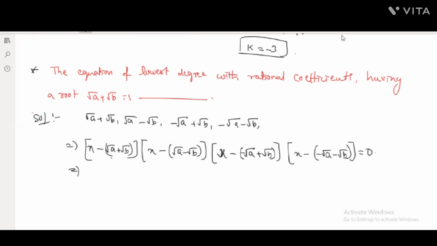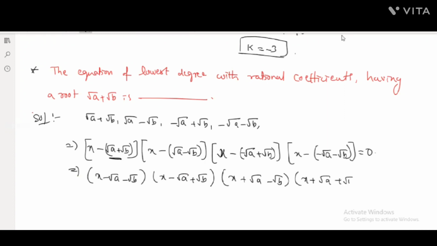If you remove the inside brackets here, we'll get x minus root a minus root b, x minus root a plus root b, x plus root a minus root b, x plus root a plus root b is equal to 0. So we can take these as pairs: x minus root a, x minus root a, x plus root a, and x plus root a. We'll keep the brackets for the root b terms. Then it will become like a minus b into a plus b form, which is a square minus b square.